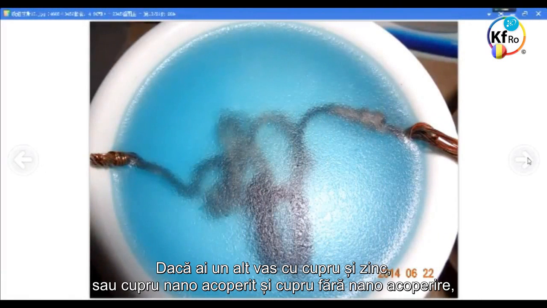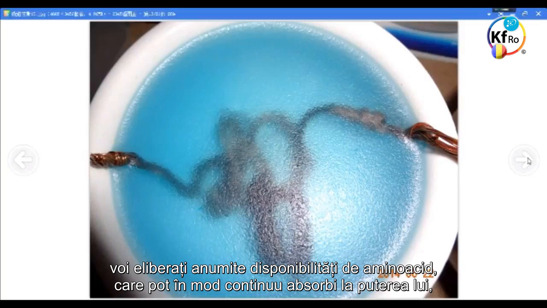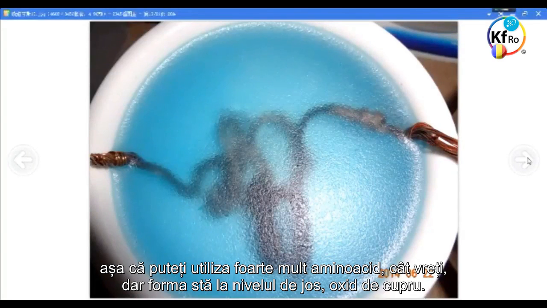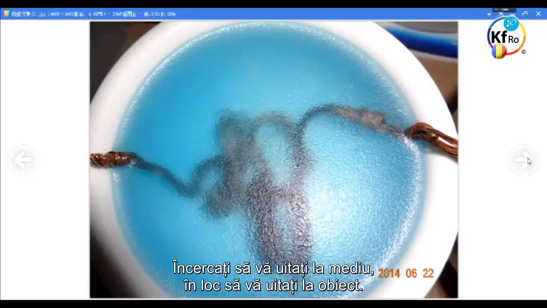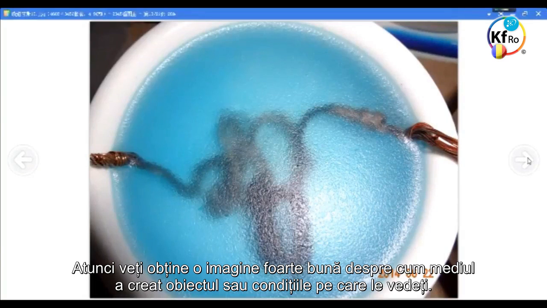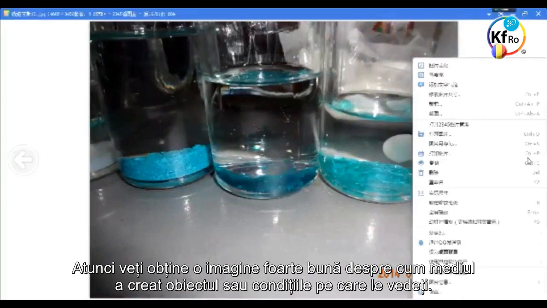If you have another bucket of copper and zinc next door, or a nano-coated copper and non-nano-coated copper, you're releasing a certain availability of the amino acid which this container can absorb at its strength. So you produce a lot of amino acid in one, but the shape stays at a low level copper oxide. Try to look at the environment rather than the object. Then it gives you a very good idea of how the environment has created the object or the condition you see.